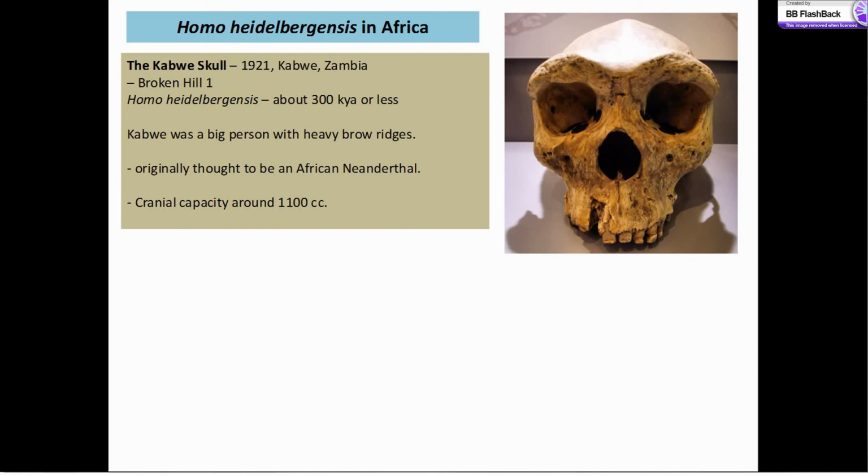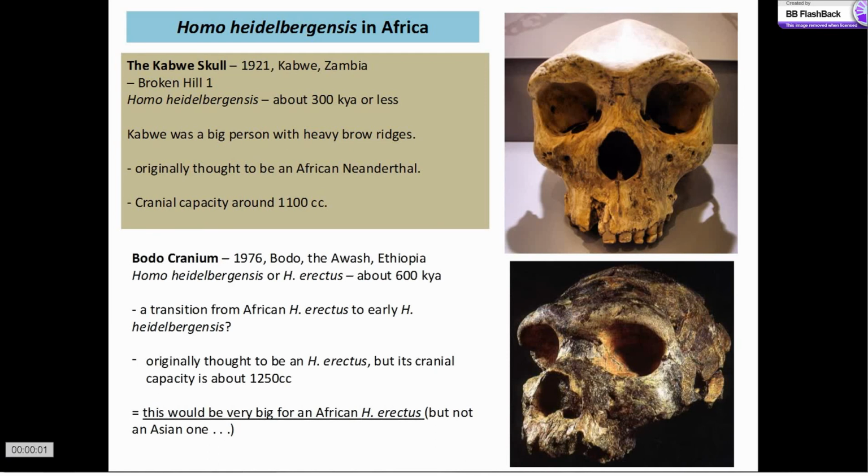This guy was originally thought to be an African Neanderthal, which was confusing at the time it was found, which was the 20s, because Neanderthals were not known from Africa. And he had a big cranial capacity, which also tended to suggest that he was a Neanderthal who had spread from Europe to Africa. But he's been reinterpreted now as African Homo heidelbergensis. This would put him and his people somewhere near our ancestors, somewhere near the ancestors of Homo sapiens.